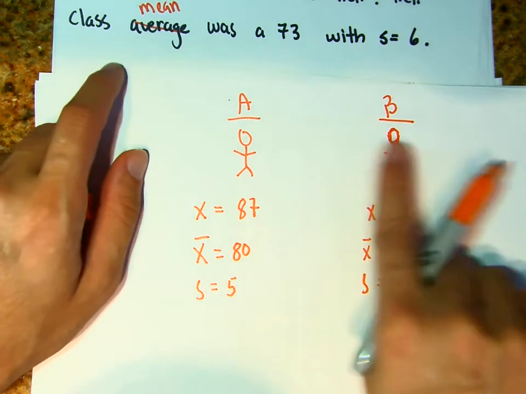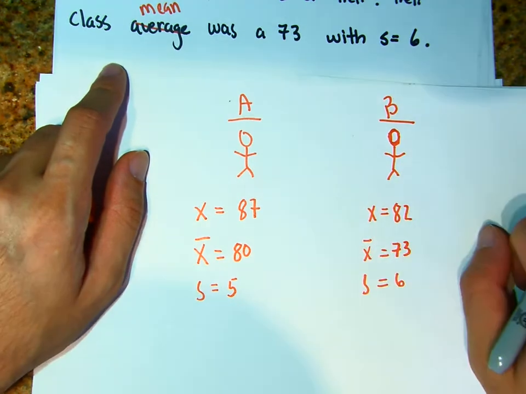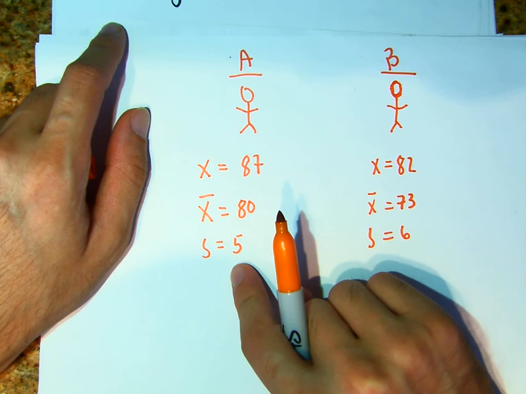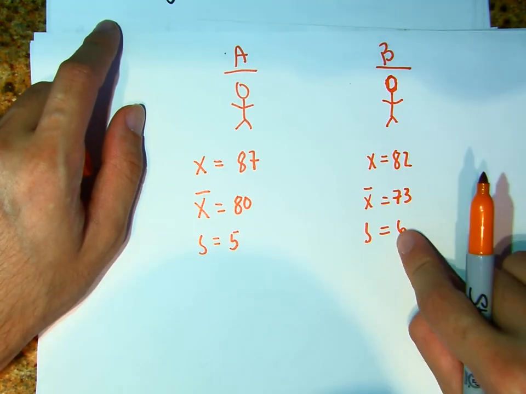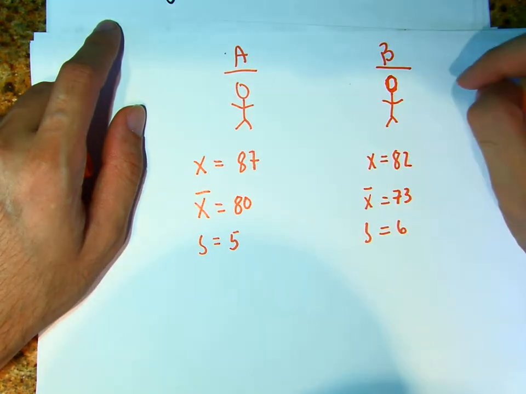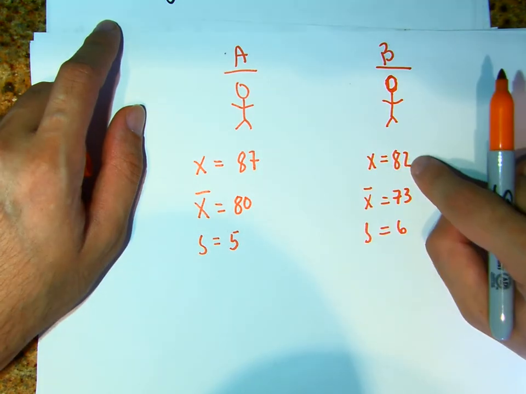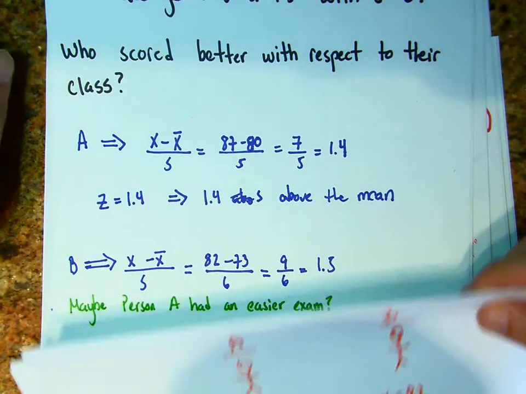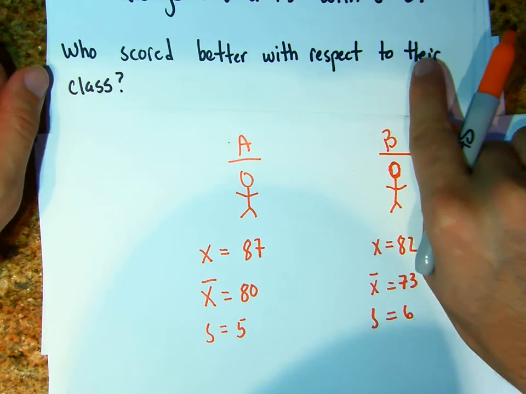So imagine two different students take two different exams in two different classes, right? In one class, the mean was an 80 with a standard deviation of a 5. In the other class, the mean was a 73 with a standard deviation of 6. Notice that this student scored higher on their exam, but the mean was an 80. And this person scored an 82, but here the mean was a 73. The idea is I did not want to show you that. Who scored better with respect to their class?